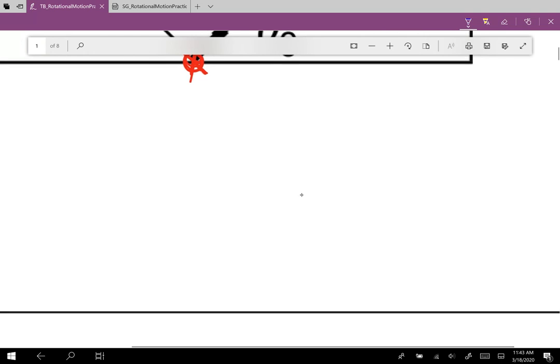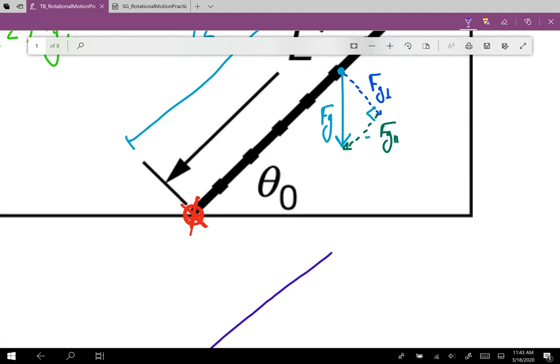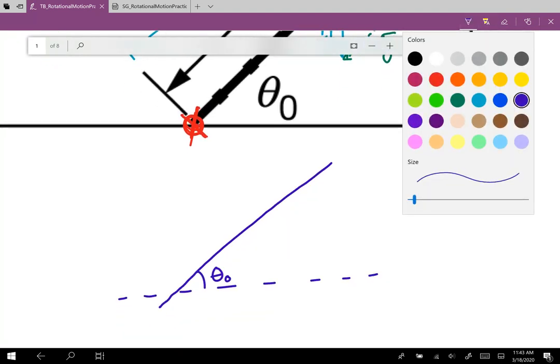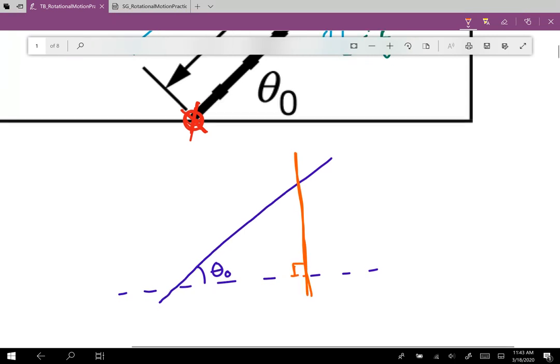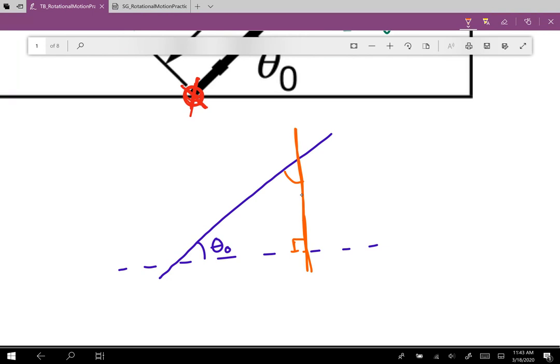I'm going to draw a little picture down here to help me out. That's my ladder, and this is where my angle theta naught is. FG is acting straight downwards, so I'm going to draw in a line right here that is straight down. We know stuff about triangles, so if this is 90 degrees because it's intersecting straight down, then this is the complementary angle. This is theta naught, and this other angle I'm just going to call phi. So theta naught plus phi has to equal 90 degrees.